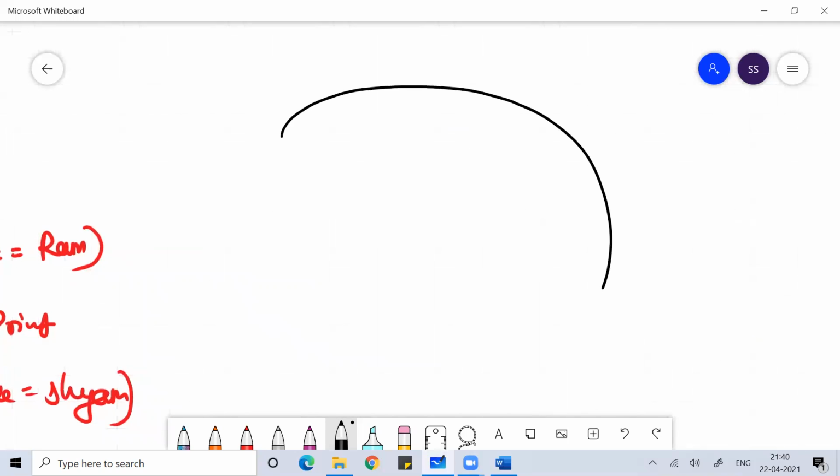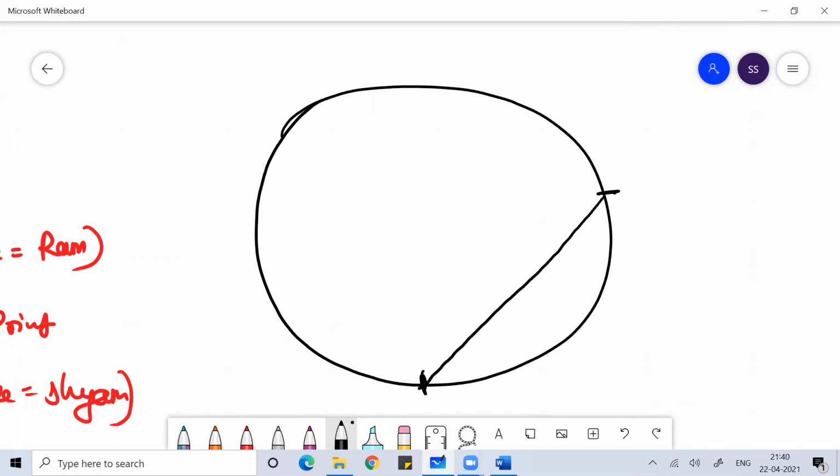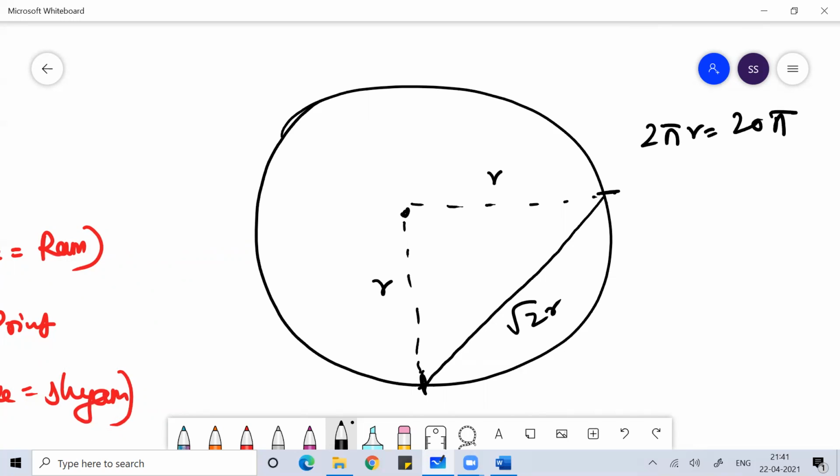Let me draw it carefully. So this is like this. This is the straight line distance. If you understand this, it forms a right angle triangle. This is r. This is r. So this will be root 2r. You can find the value: 2 pi r is 20 pi, so you can find the value of r. r is equal to how much? 10. r is equal to 10. So the distance is equal to 10 root 2. So the perpendicular distance, or the straight line distance between the 2 points, would be 10 root 2.